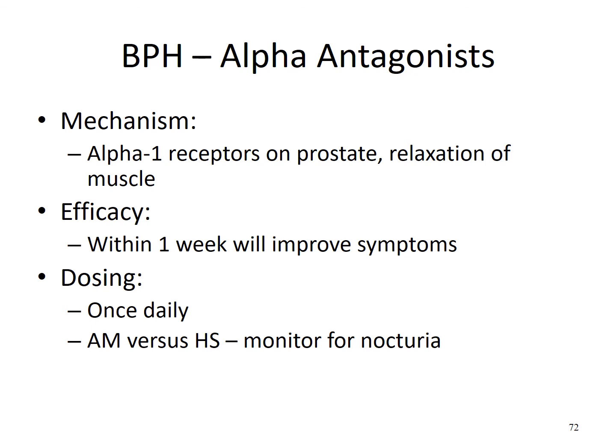Sometimes we're also concerned one of the side effects is dizziness, because this opens up blood vessels as well. So patients can have lower blood pressure and be dizzy. So if they're taking the medication at night and then quickly getting up to run to the bathroom, they're at higher risk of falling. So you have to talk with the patient about when they have the most symptoms and what works best for them.